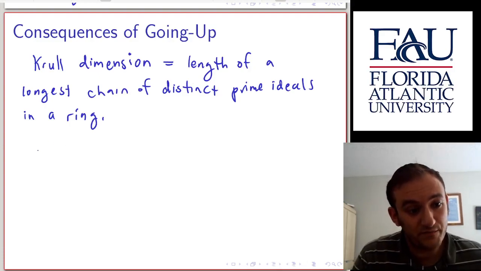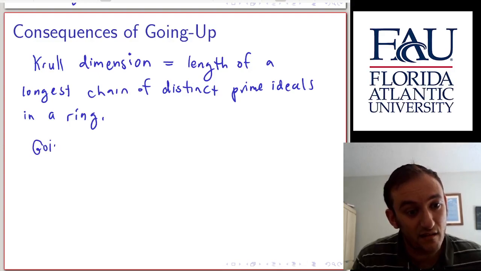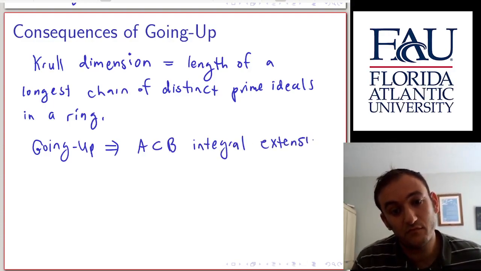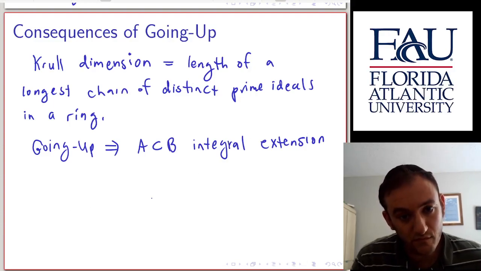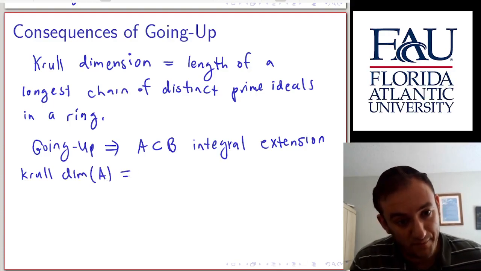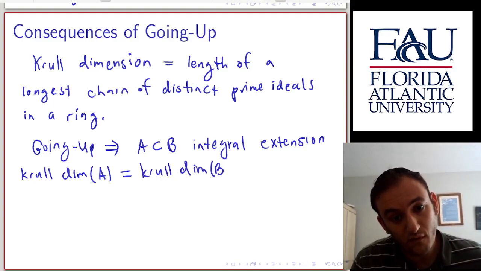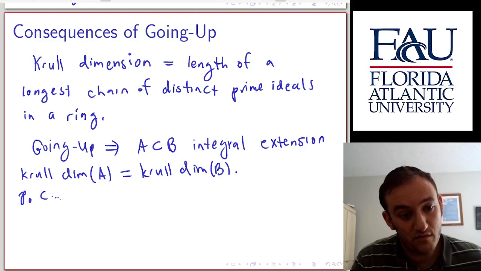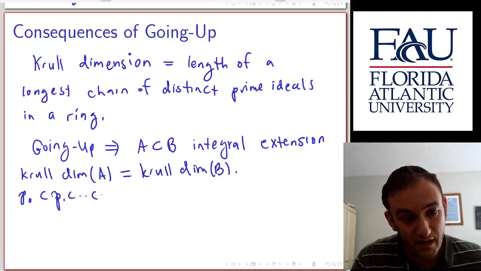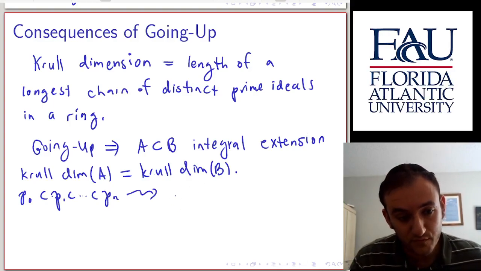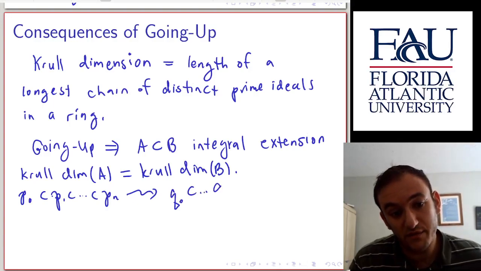With this definition of dimension, going up implies that for A and B in an integral extension, the Krull dimension of A must be equal to the Krull dimension of B. The reason being that if I can construct a chain of distinct prime ideals down here, P0, P1, up to Pn, then I need to be able to construct a similar chain of prime ideals up here, Q0 up to Qn.